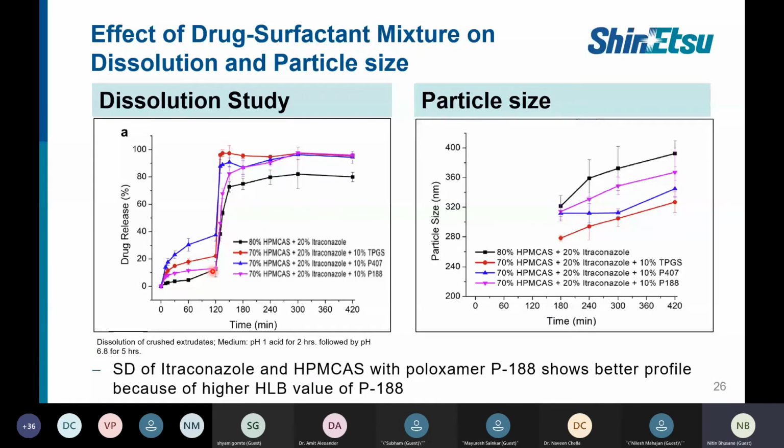Then again, they also did the study of the particle size: as the particle size reduces, how it impacts your drug release. That is also the case. In the case of HPMC acetate succinate and itraconazole, your particle size was on a much higher side, you can say. Whereas with itraconazole and other combinations of surfactant, your particle size was on a slightly lower side, which you can also correlate with the dissolution mode.